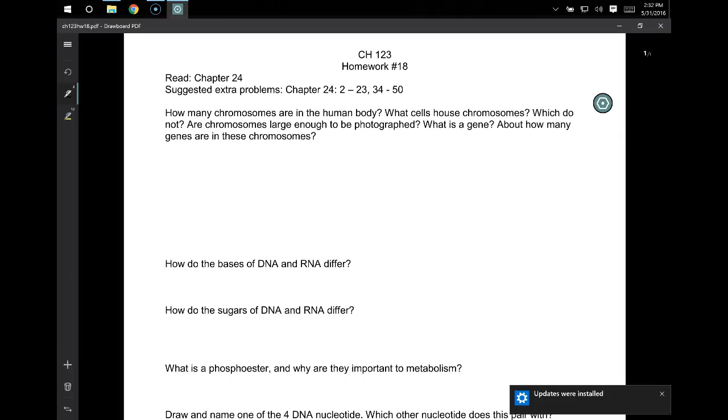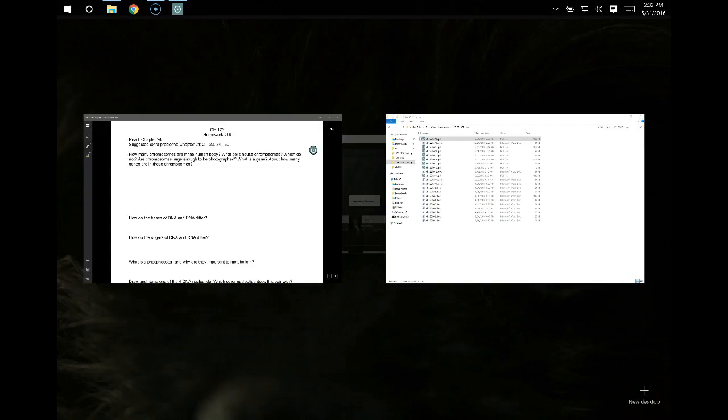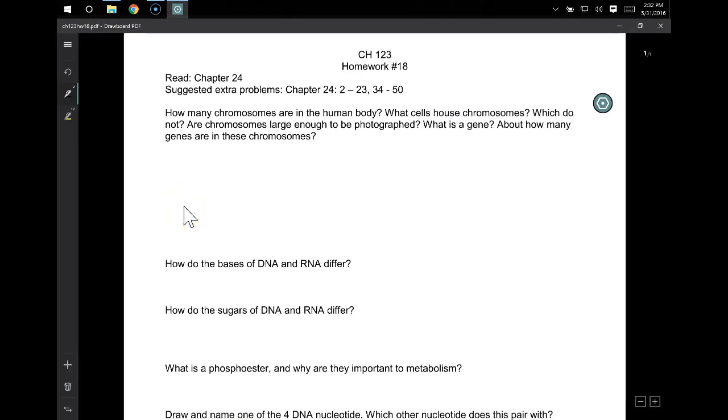Okay, chromosomes. How many chromosomes we got? Say again? 23 pairs? 46 chromosomes? We good with those? Everybody good with that? Where's the 23 from? Right, from the gametes? Okay.